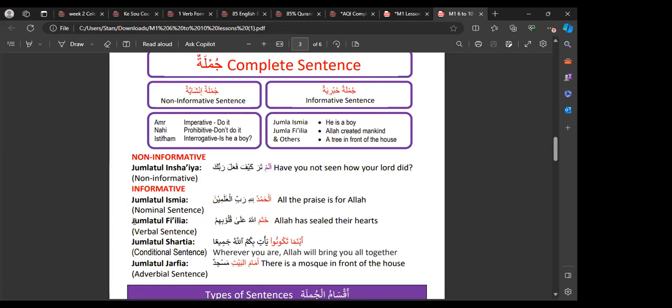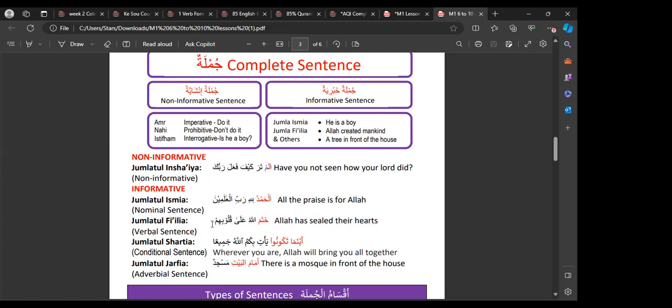Then we have Jumlat al-fi'liyya, which is the example, Khatama Allahu ala qulubihim. Allah has sealed their hearts. Allah protect us from that. Ameen. So this sentence starts with a verb, khatama, and that's why it's called Jumlat al-fi'liyya, the verbal sentence.